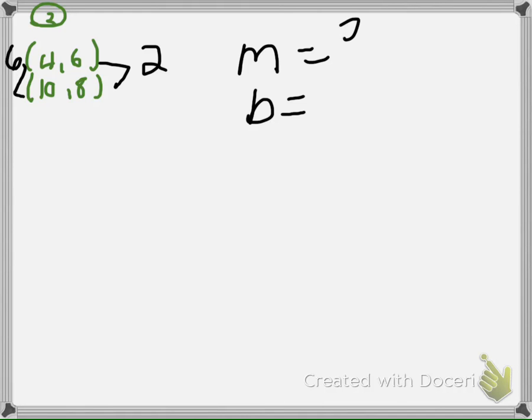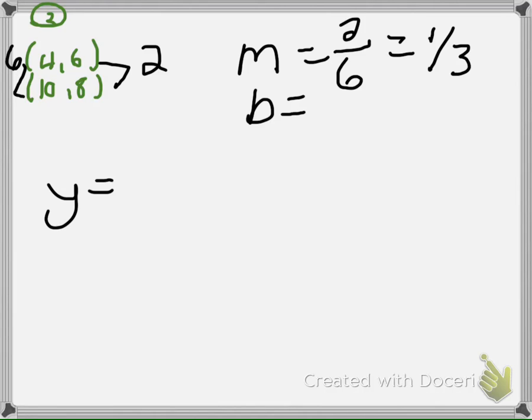Change in y, 2, over change in x, 6. I'm not going to use my calculator to do 2 divided by 6. If I did do that, 2 divided by 6 comes out to be 0.33333, which in fraction form is really 1/3. I'm going to leave it as 1/3. I like that fraction. It's more accurate than 0.33333. Alright, now I got to find the b.